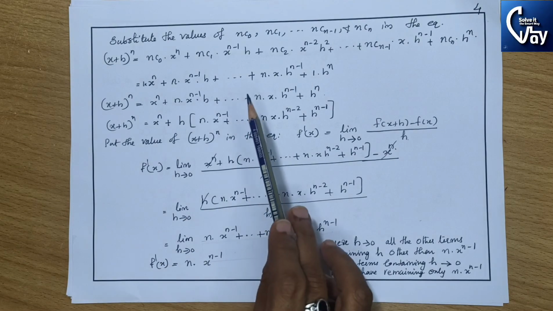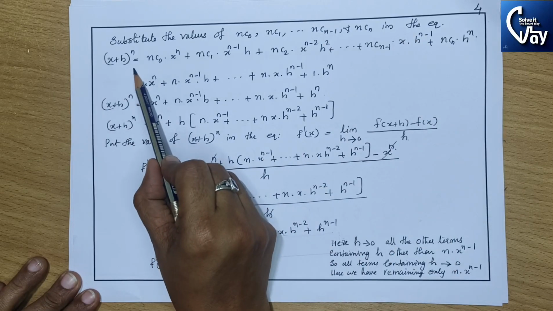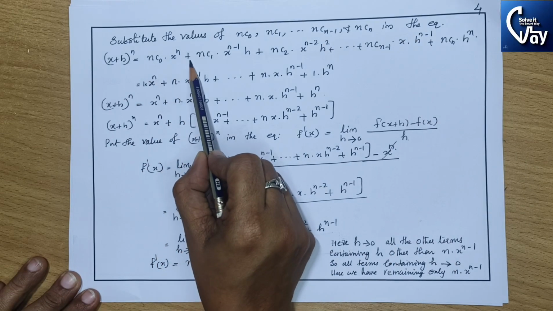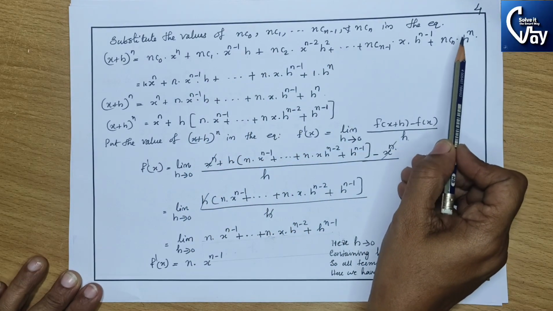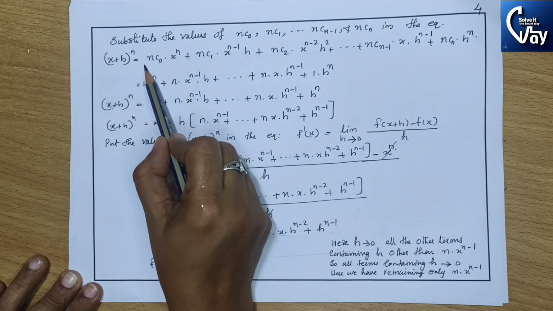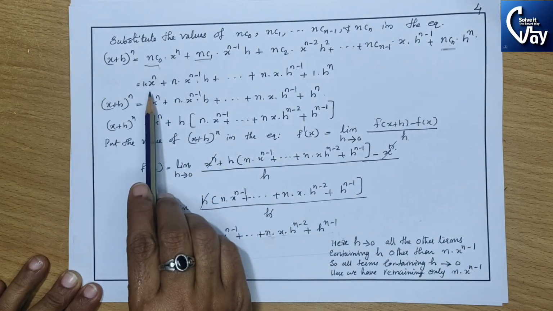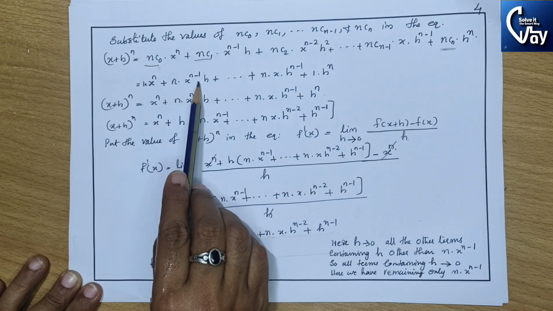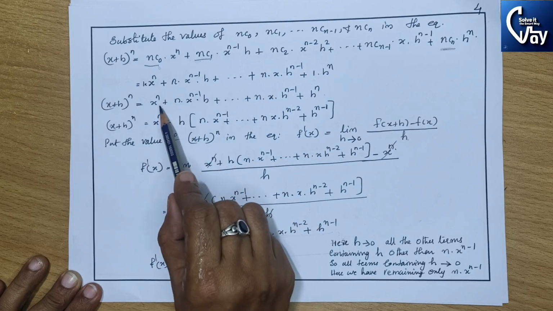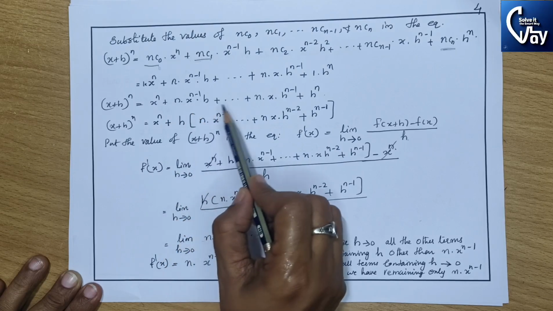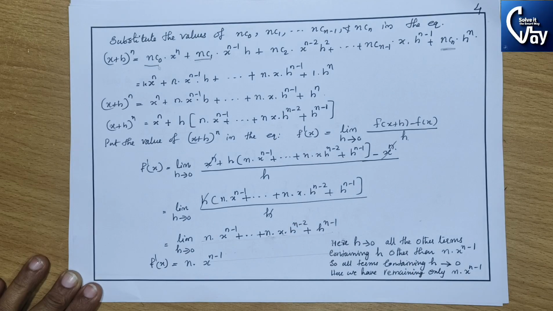Substitute the values of nC0, nC1, etc. nCn in the equation (x plus h) whole raised to n equals nC0 into x raised to n plus nC1 into x raised to n minus 1 into h plus etc. plus nCn into h raised to n. Substituting the values, 1 into x raised to n plus n into x raised to n minus 1 into h plus etc. plus 1 into h raised to n. So x raised to n plus n into x raised to n minus 1 into h plus etc. plus h raised to n.